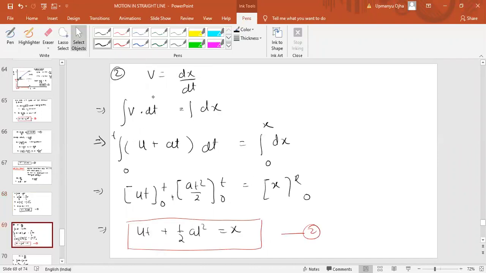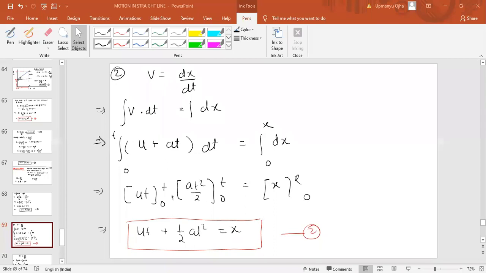Similarly, can we write v equal to dx by dt? Okay, v equal to dx by dt. So if you take dt on that side, we get v dt equal to dx. Now v is the final velocity. Final velocity equal to (u plus at) into dt equal to dx. Now integrate. If you integrate, time limit is 0 to t second, displacement is from 0 to x. So if you substitute this value, you are getting the second equation as x equal to ut plus half at square. x is the displacement here.